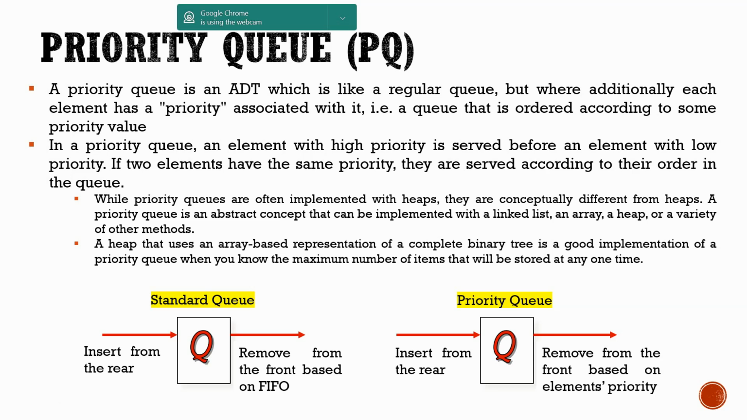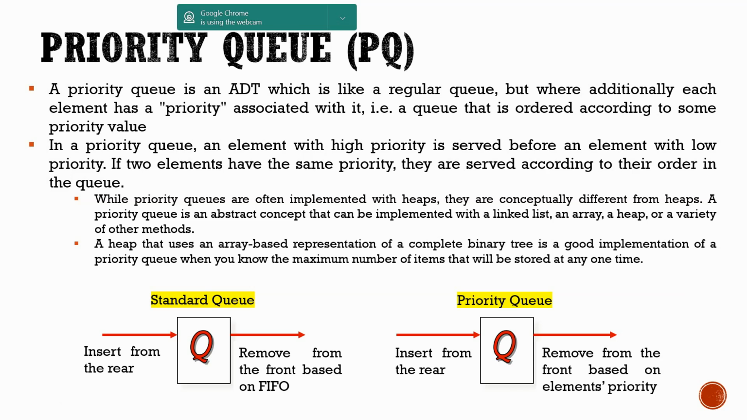While priority queues are often implemented with heaps, they are conceptually different from heaps. So priority queue is an abstract data type that can be implemented in many different ways. It can be implemented using ordered arrays, unordered arrays, linked lists, ordered or unordered. It can be implemented using a binary search tree. So heap just provides a good implementation of priority queue.